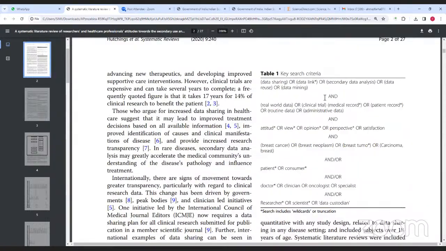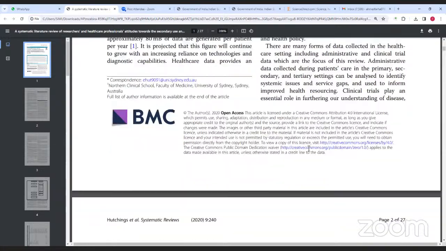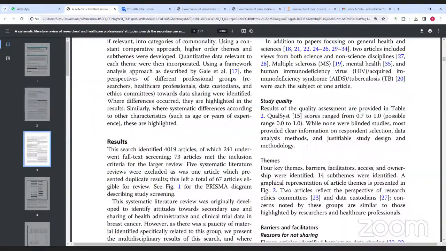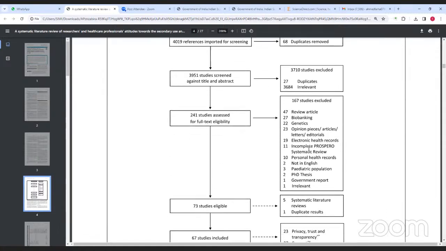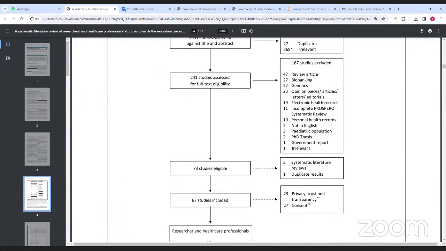Okay, you go to figure 1. Now, this is table 1. Yes, sir. But figure 1 is below. Yeah, I think this is figure 1. Yes, the PRISMA figure.